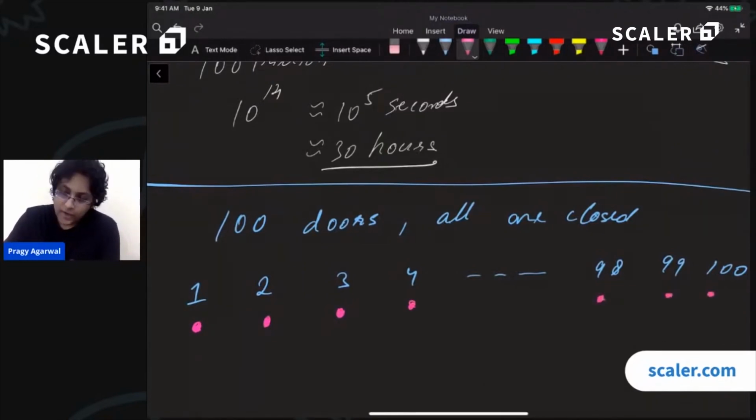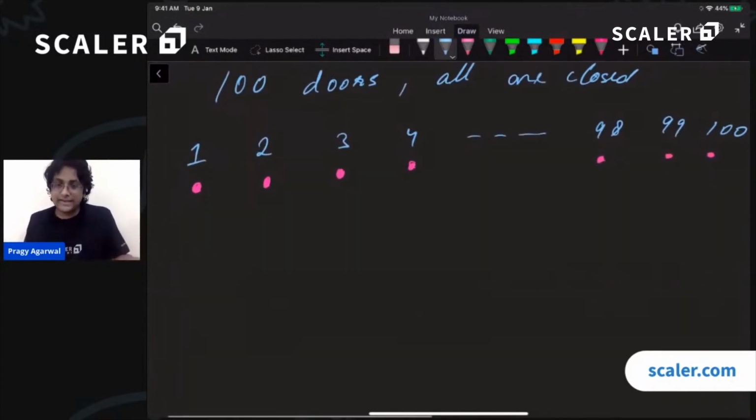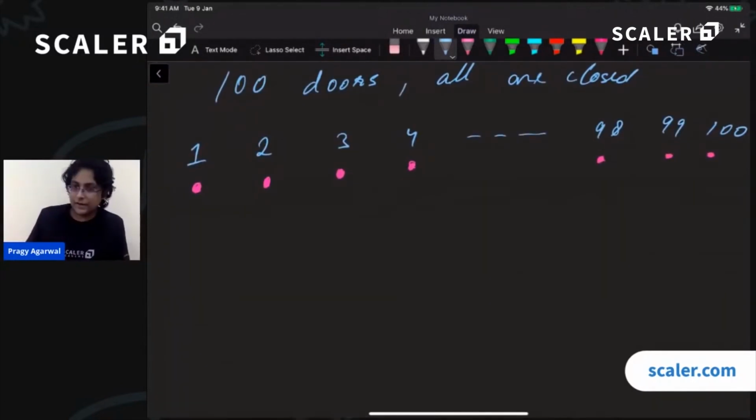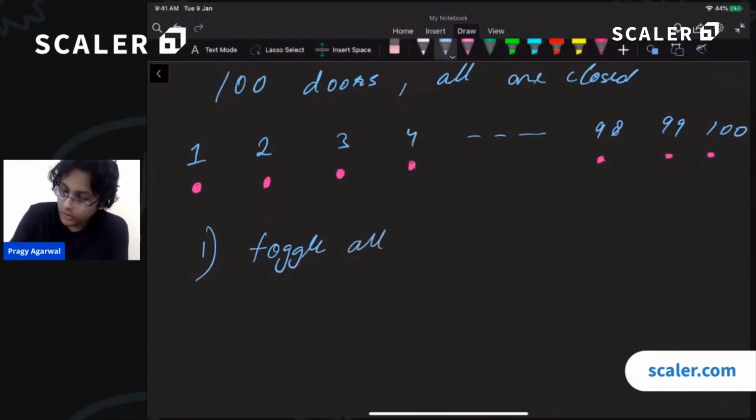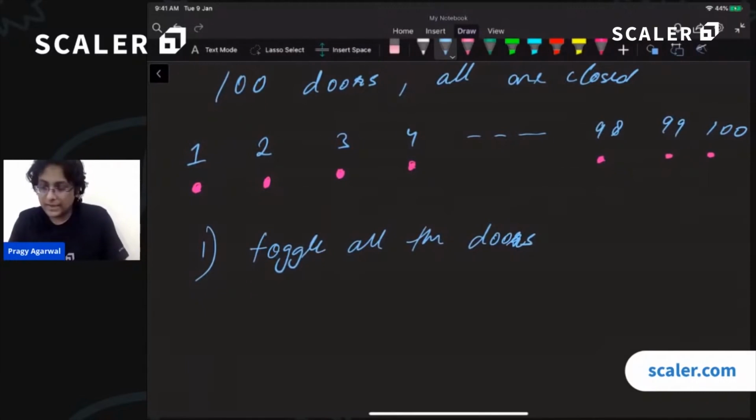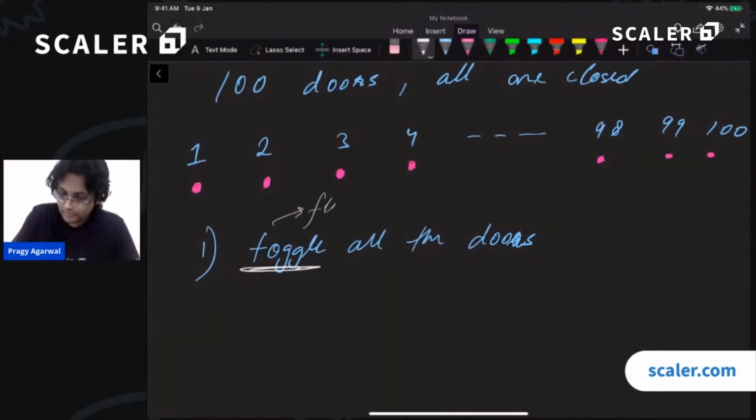Okay. Now we are going to play a game. This game will have 100 steps because we have 100 doors. In the first step, what will we do? We will toggle all the doors. You understand what toggle means, right? Toggle means that if it is open, you close it. On the other hand, if it is closed, you open it. Toggle basically means to flip it.